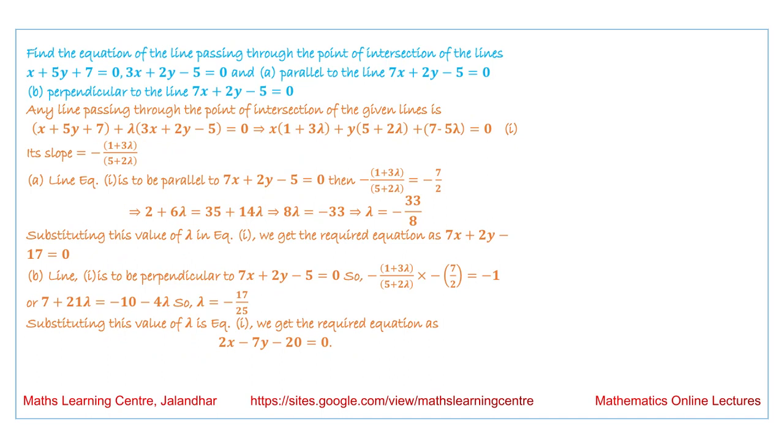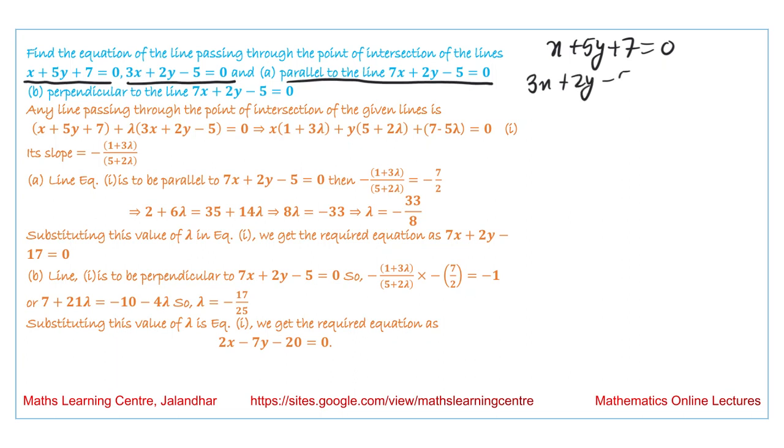So first question we have over here is: find the equation of the line passing through the point of intersection of these lines, with the condition, in the first case, that it is parallel to this line. Two equations are given: x plus 5y plus 7 is equal to 0 is one equation of line, and second is 3x plus 2y minus 5 is equal to 0. If we are talking about the family of lines passing through the point of intersection of these two, we are multiplying it with lambda.